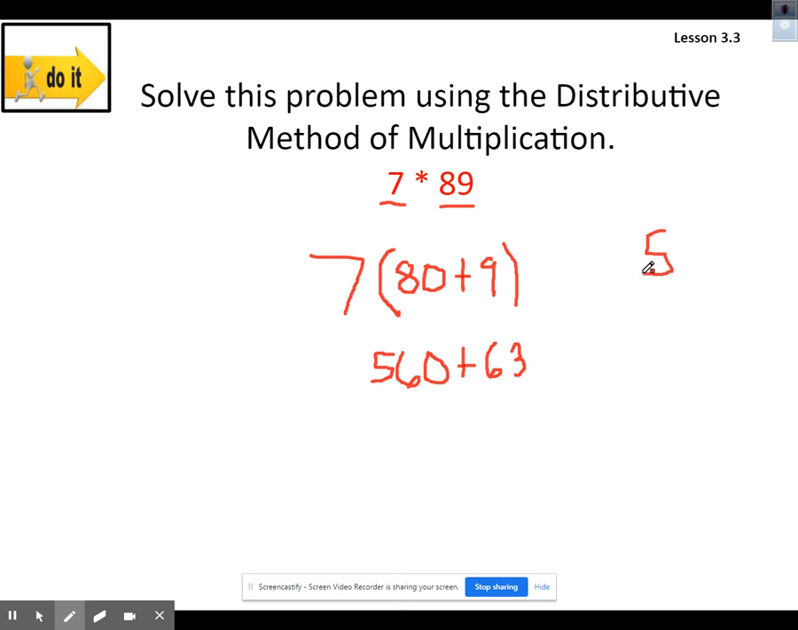I'd just write my two add-ins over here, making sure that you line up your 10s with your 10s and your 1s with your 1s, and we do not have hundreds in this case. We would end up with 563. That is the product of these two numbers. That's the distributive property.